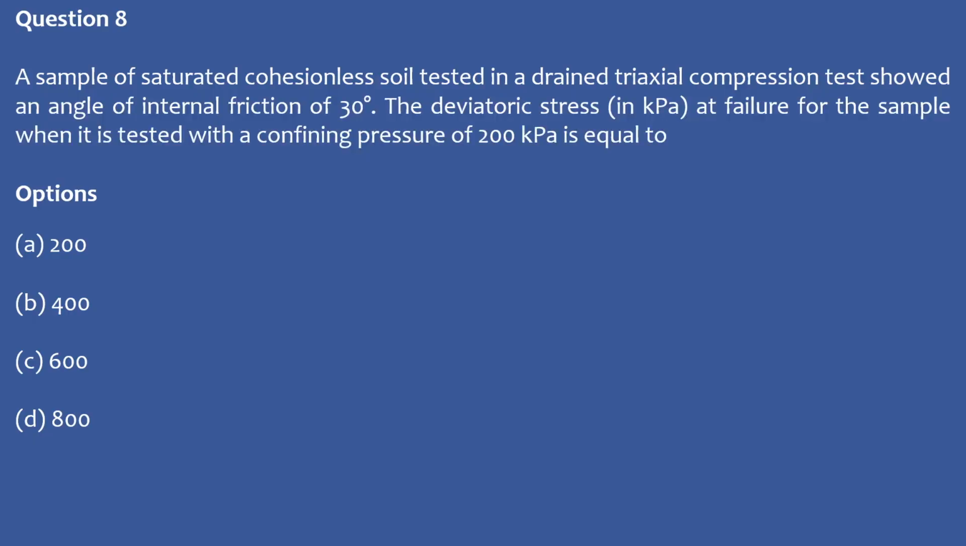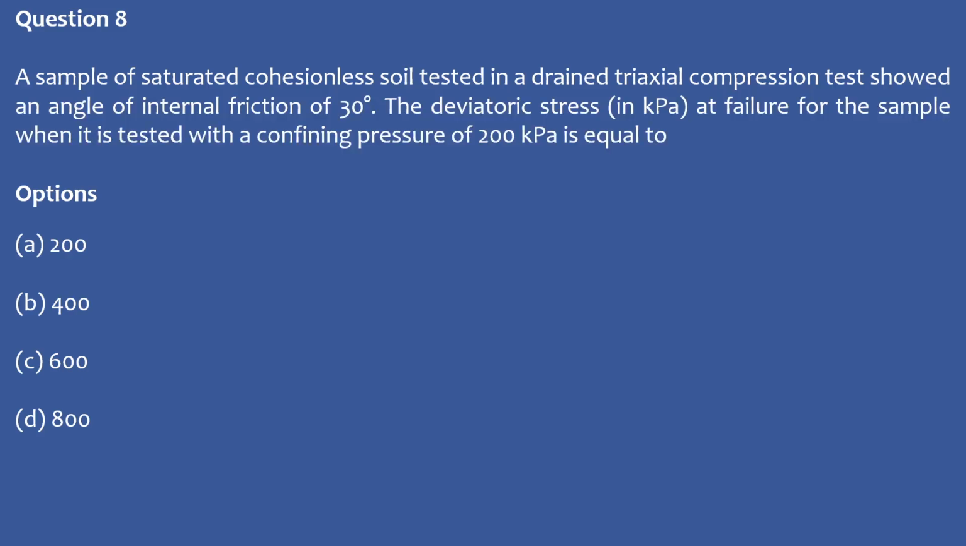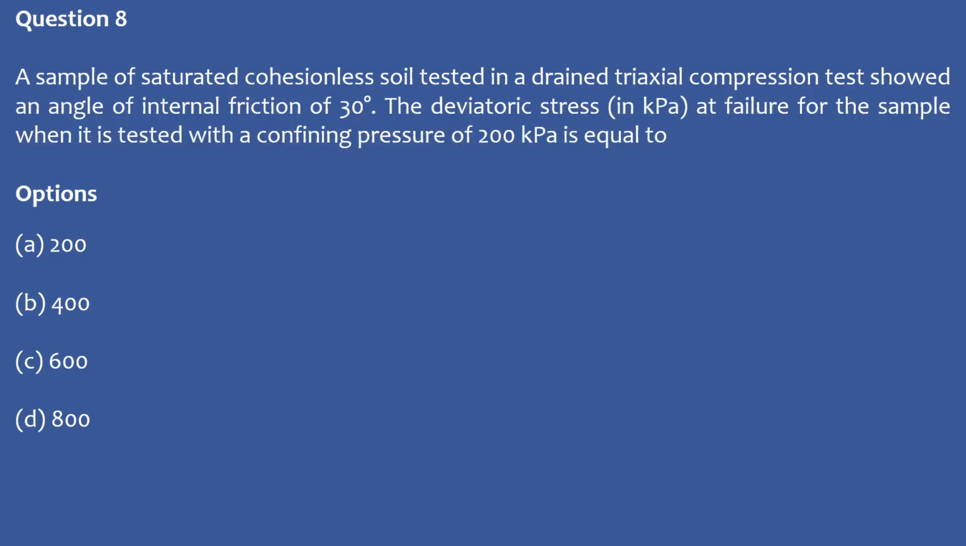So this is question number 8. Here you need to calculate the deviatoric stress. A sample of saturated cohesionless soil tested in a drained triaxial compression test showed an angle of internal friction corresponding to 30 degree. Find the deviatoric stress at failure for the sample when it is tested with a confining pressure of 200 kPa.